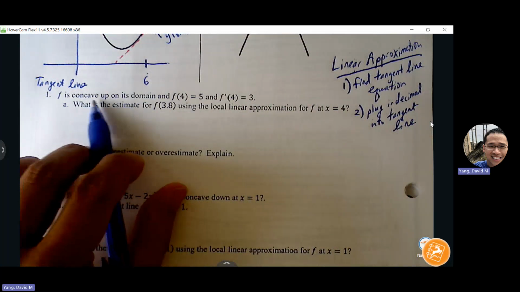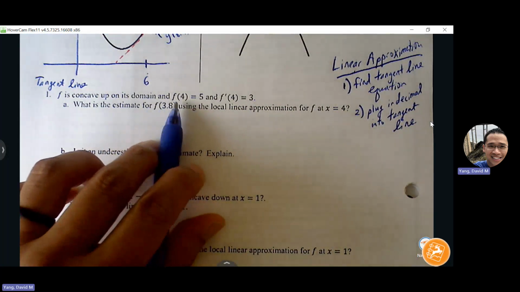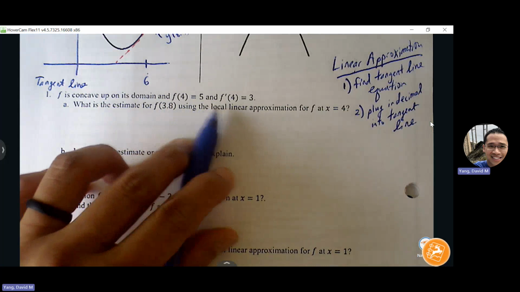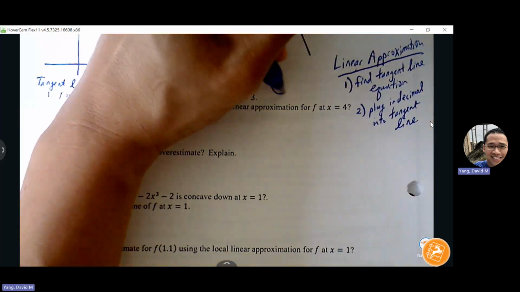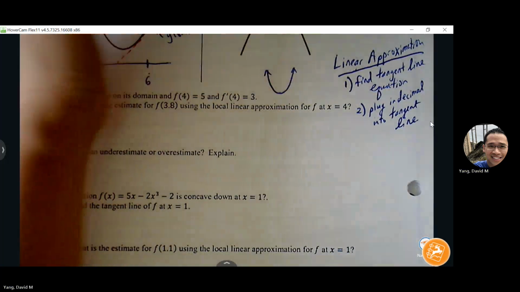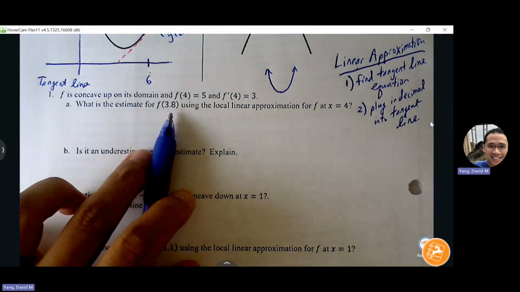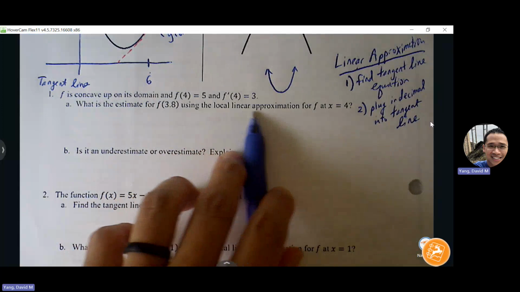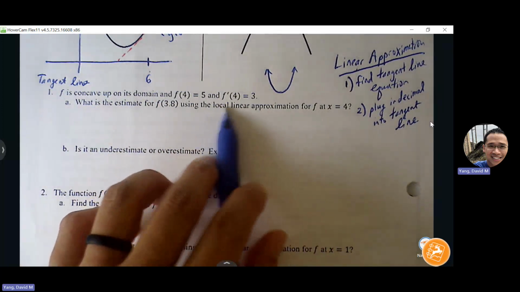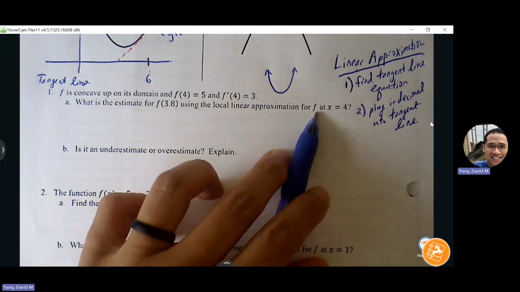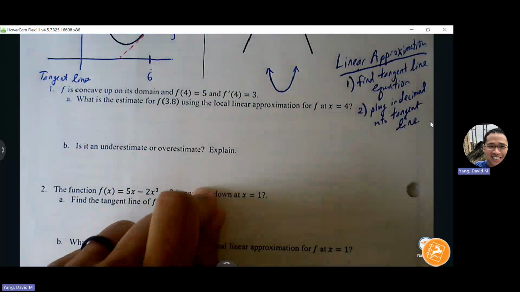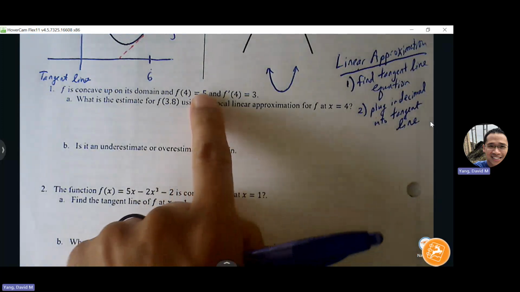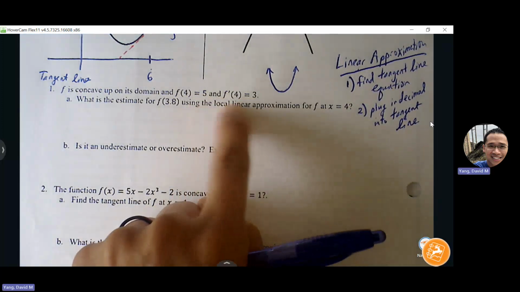Okay, so our function is concave up, and f of 4 equals 5, and f prime of 4 equals 3. So you know your graph looks like this. What is the estimate for f of 3.5 using local linear approximation? Okay, that just means using linear approximation. So let's build our tangent line equation. What's our ordered pair? 4, 5. What's our slope? 3. Yeah, point slope form, right?